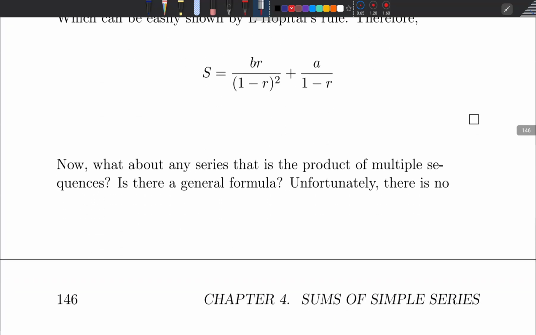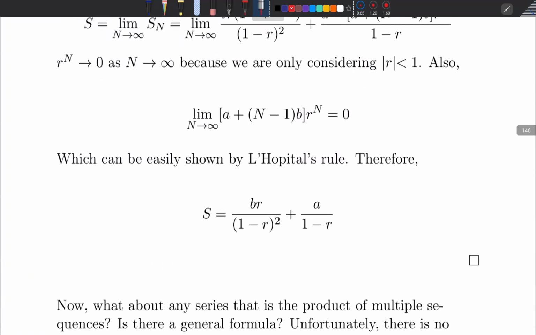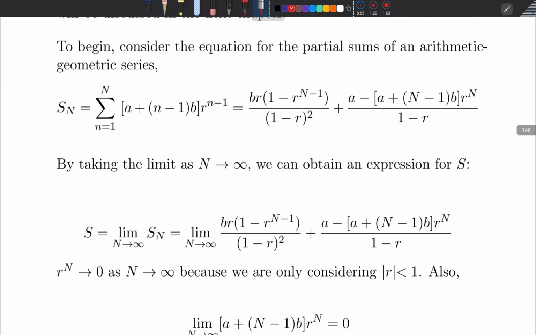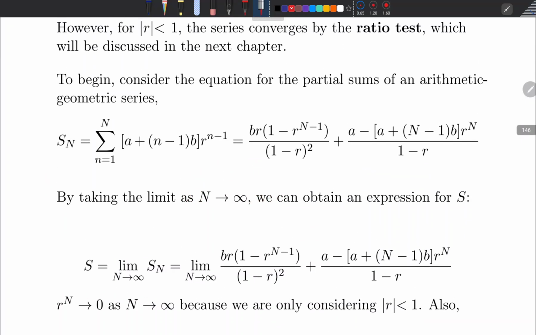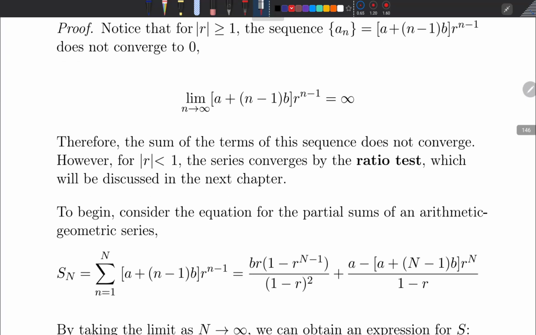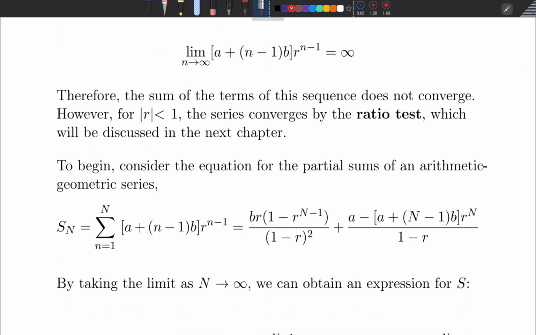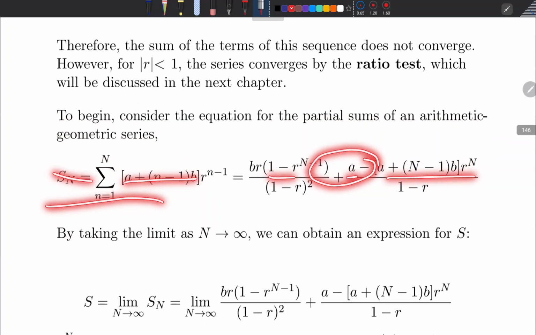And now we have a chunk of things. Okay, so let's just read this out. This is important. Just give me a second. So to begin, consider the equation for the partial sums of an arithmetic geometric series.